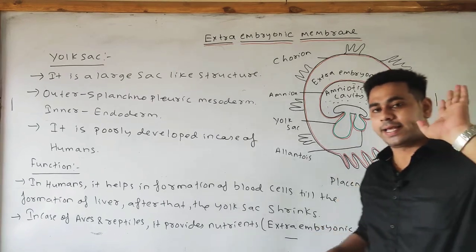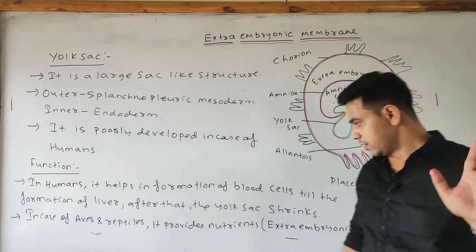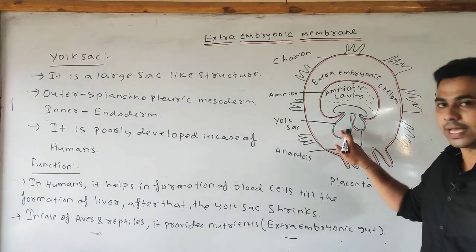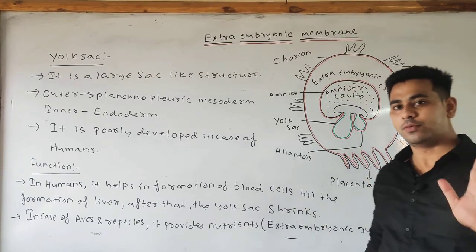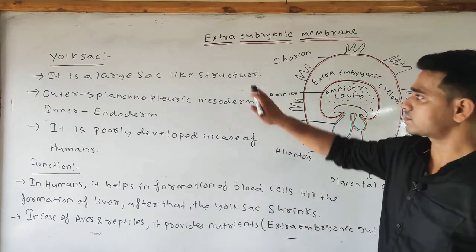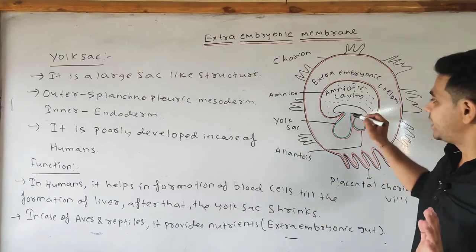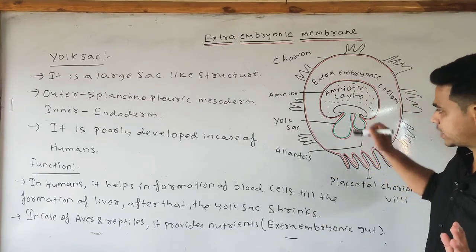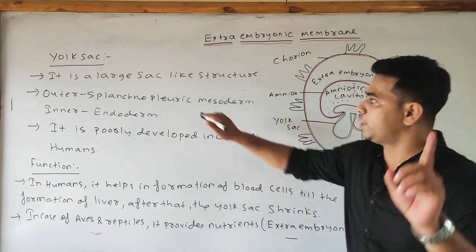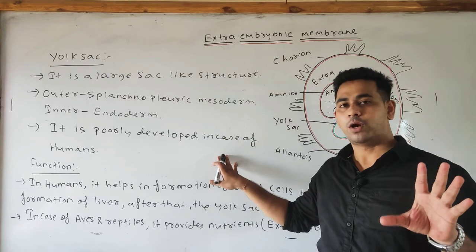Allantois, in case of apes and reptiles, was also called the extra embryonic kidney, but in case of yolk sac, it is also called the extra embryonic gut. So once again we will repeat all the points of the yolk sac. First point, it is a large sac-like structure. It is externally lined by the splanchnopleuric mesoderm and internally lined by the endoderm. It is poorly developed in case of humans.